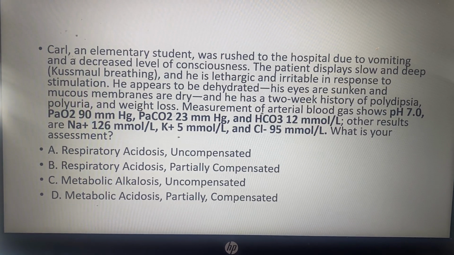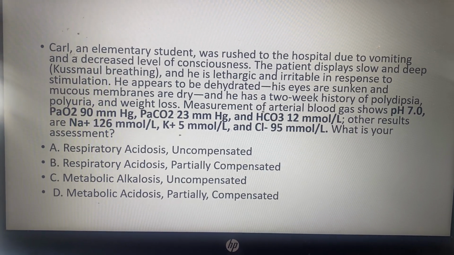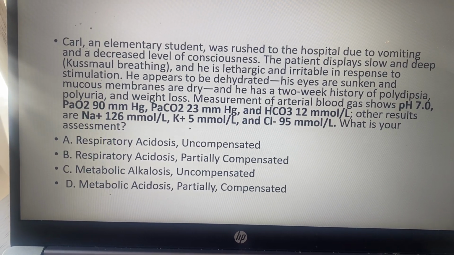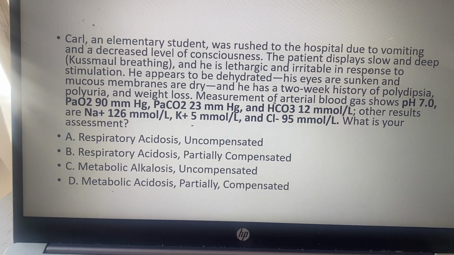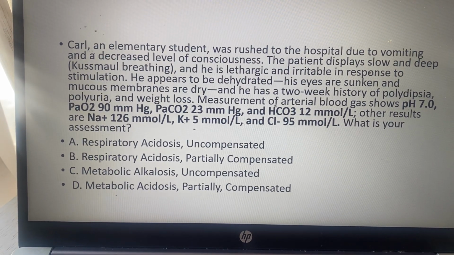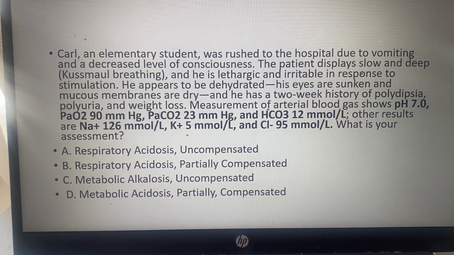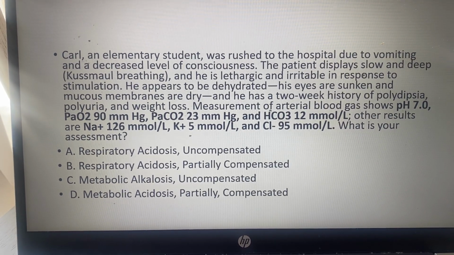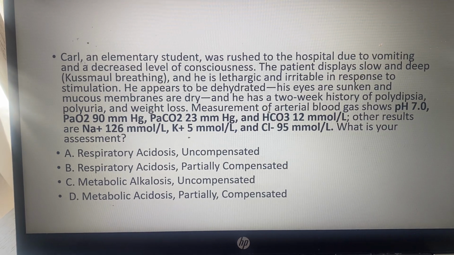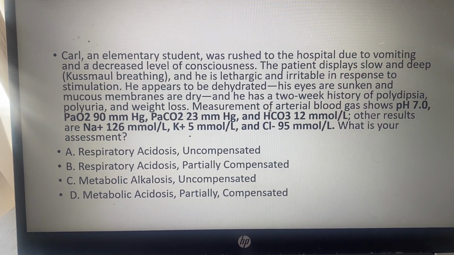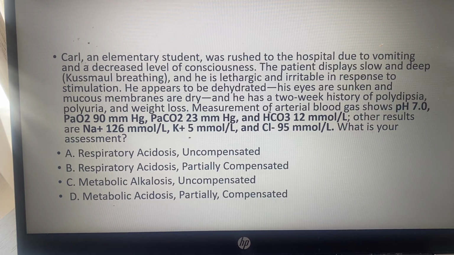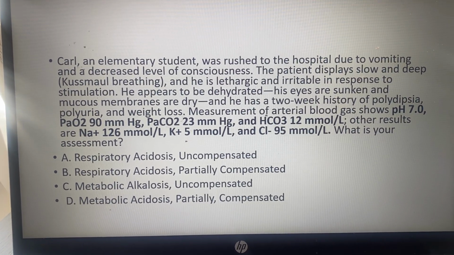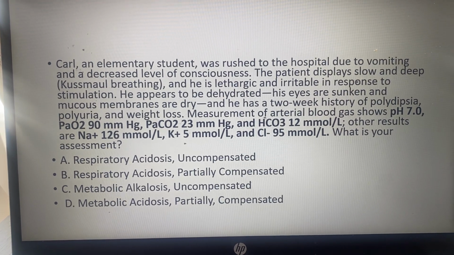So we have to decide if he's in respiratory acidosis uncompensated, respiratory acidosis partially compensated, metabolic alkalosis uncompensated, or metabolic acidosis partially compensated. In order to figure out what state he is in, we're going to look at the pH first. Number one, we have to know if that's normal. Then we're going to look at the CO2 and the bicarb. I at least gave you that hint. Go ahead and pause and decide what's your answer, then come back.